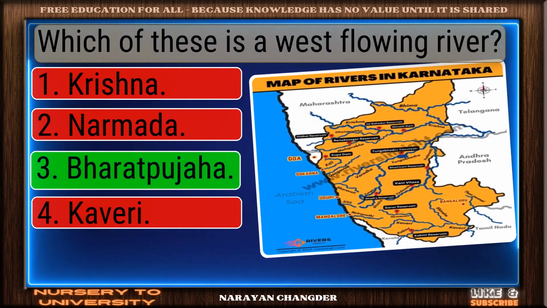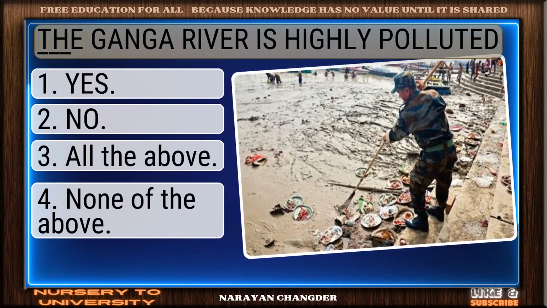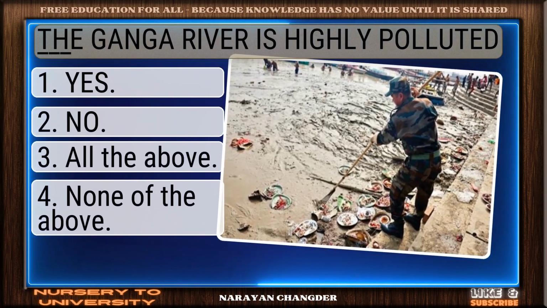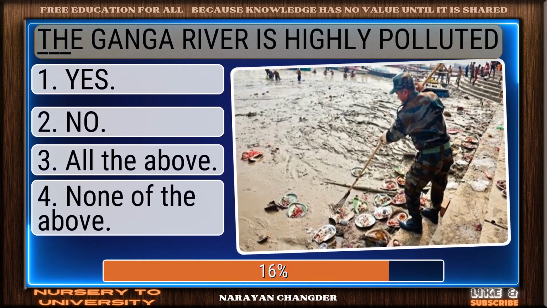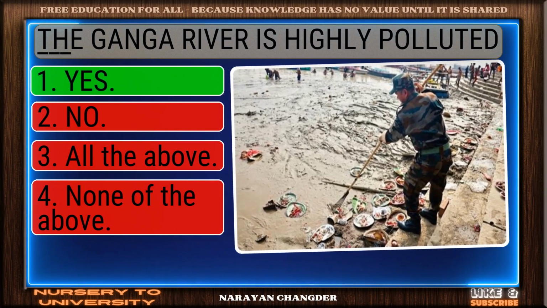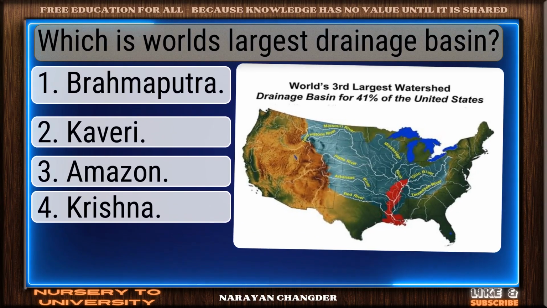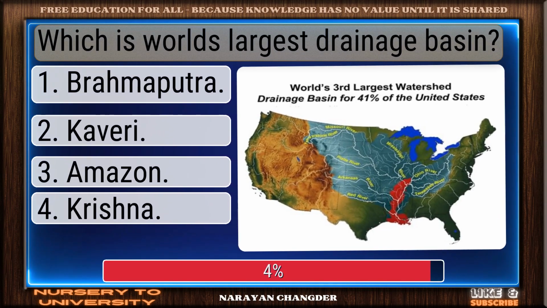Great thinking. Bharat Pujaha is the right choice. Question number 150. The Ganga River is highly polluted dash. Smart move. Yes is an accurate answer. Question number 151. Which is world's largest drainage basin?